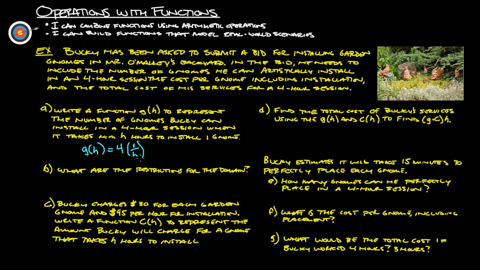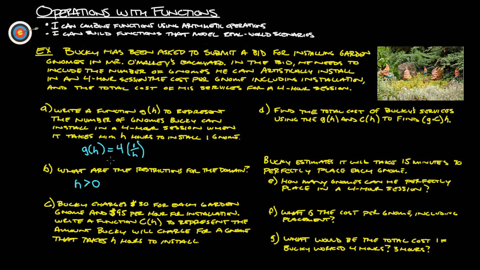Okay, so that's going to be the tricky part, but we've got that. What are the restrictions for the domain? So H, domain is what the H can be, right? So this is hours. So hours has to be greater than or equal to 0, right? Because we can't have negative time, but we actually can't make it equal to 0, because if we did, that would be dividing by 0. So it's going to be just the hours have to be greater than 0. Okay? So that's the restrictions for the domain.